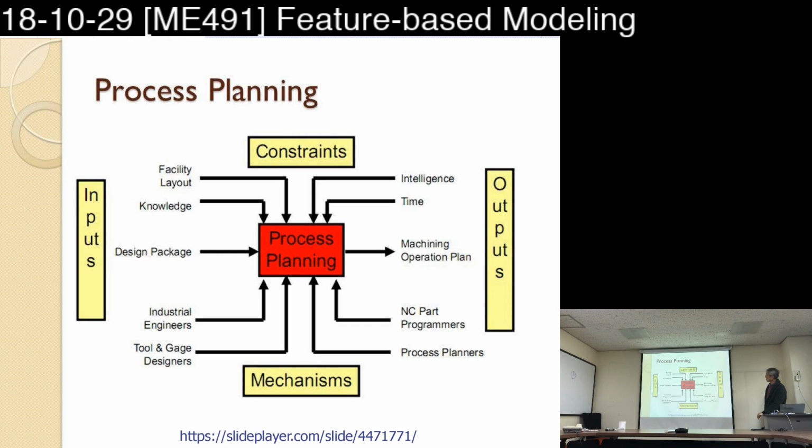Another feature of process planning: the input is the design package, and the output is a machining operation plan, same. The process plan is in the middle, but there can be more constraints, mechanism, facility layout, knowledge, industrial engineers, tool gauge, and also input. This is input, right? Intelligence, time, part programming, process planners, and then the output is machine code, machining code.